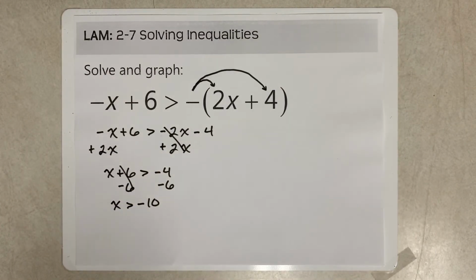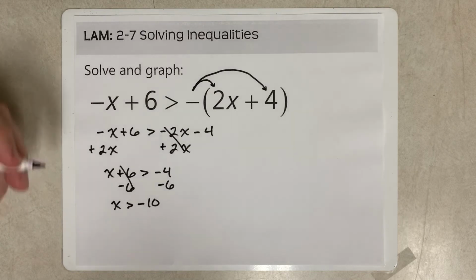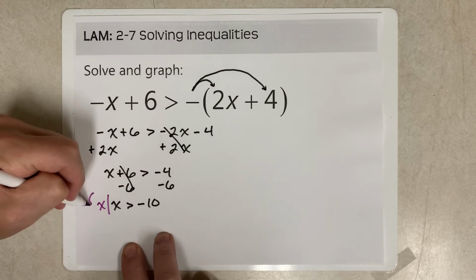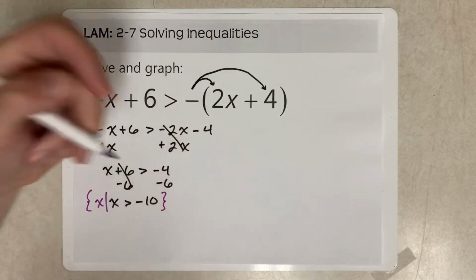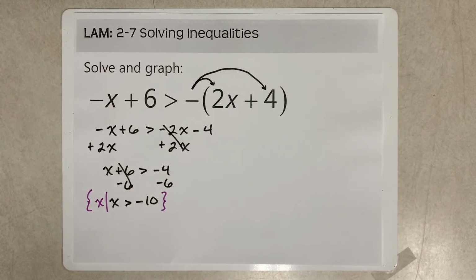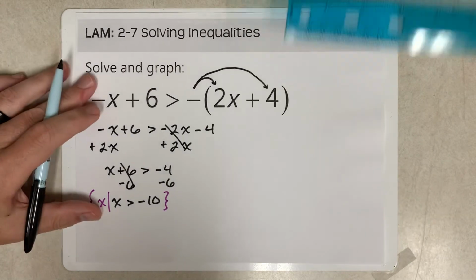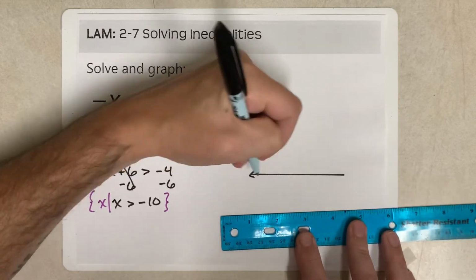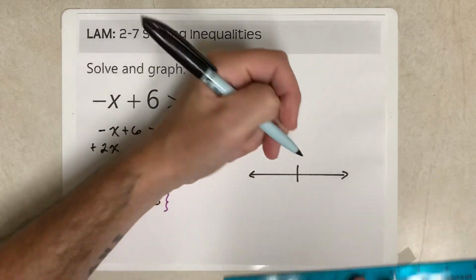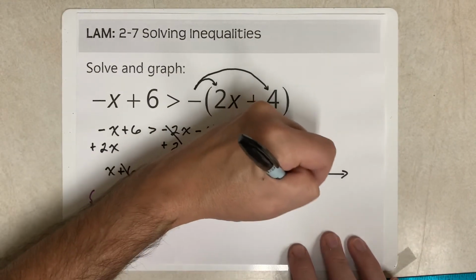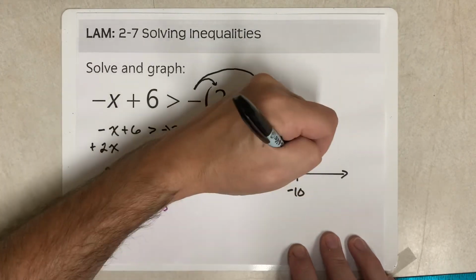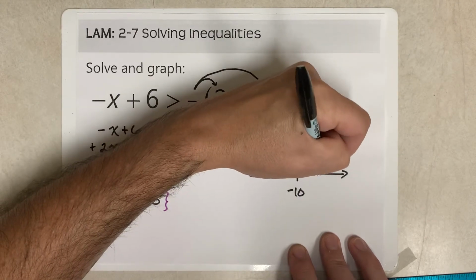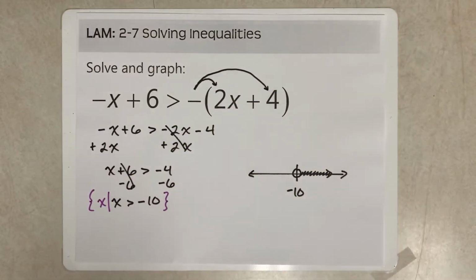So since x is already on the left, we don't have to twist it. Turn that into some set builder, get you guys used to that. And that's what that looks like. Now we'll go ahead and graph our solution set. So we need a negative 10 in the middle. And it's an open circle again. And it's shaded to the right. And that's what our graph looks like.